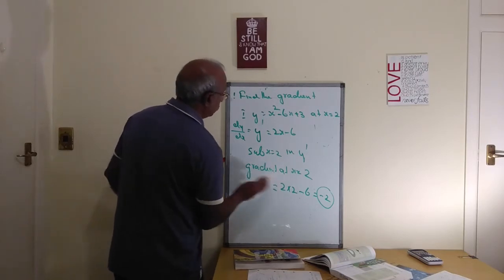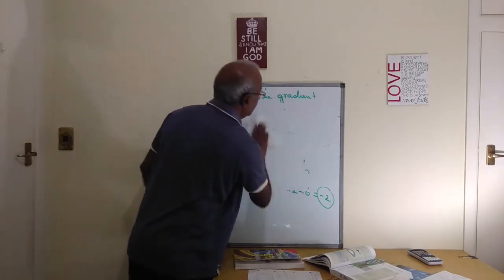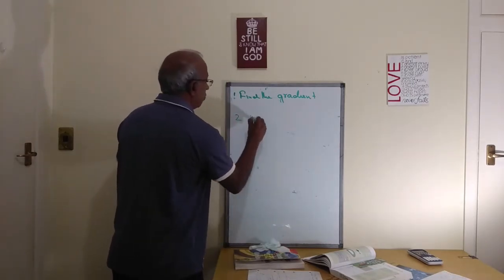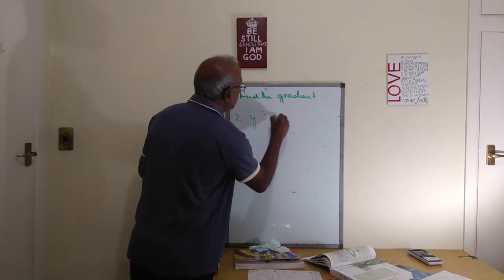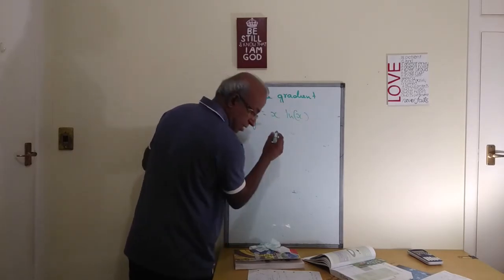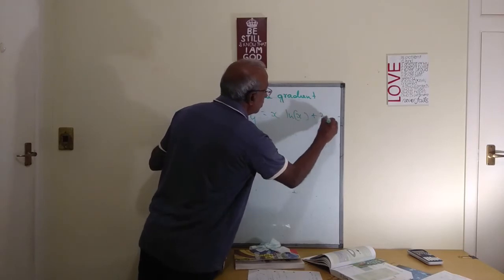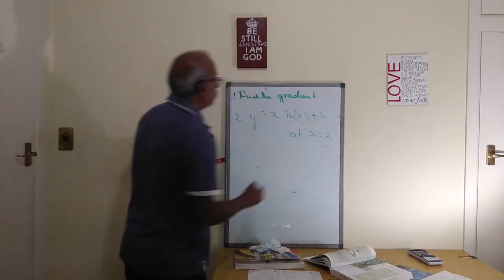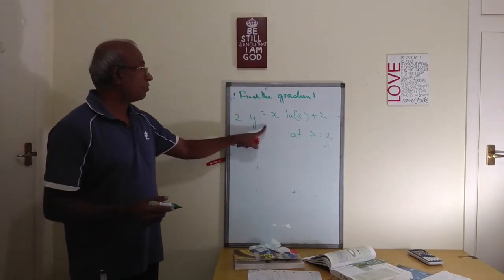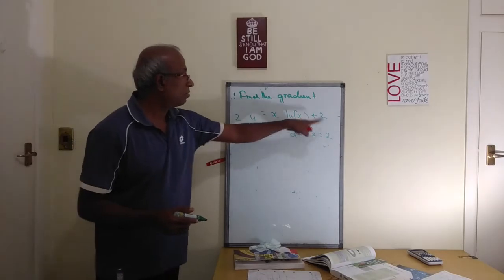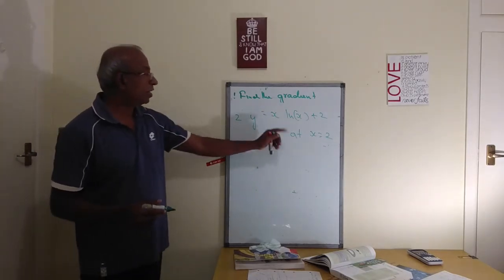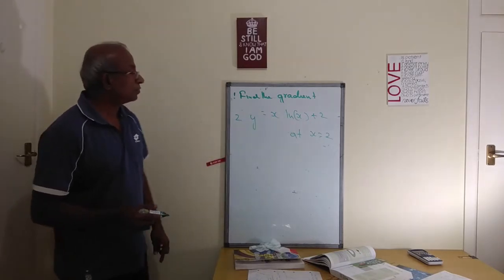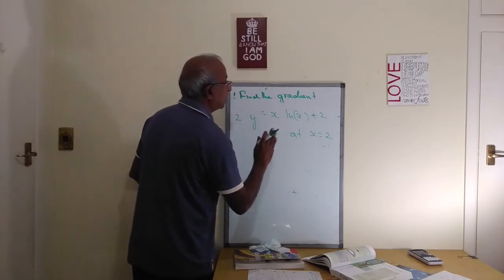Now let's do one here, 13 question. Number 2. y is equal to x ln x plus 2 at x equals to 2. We are going to find the gradient of this function y is equal to x ln x plus 2, right? Okay, what we are going to do here, can you see that one? We are going to use product rule. We are going to differentiate that.